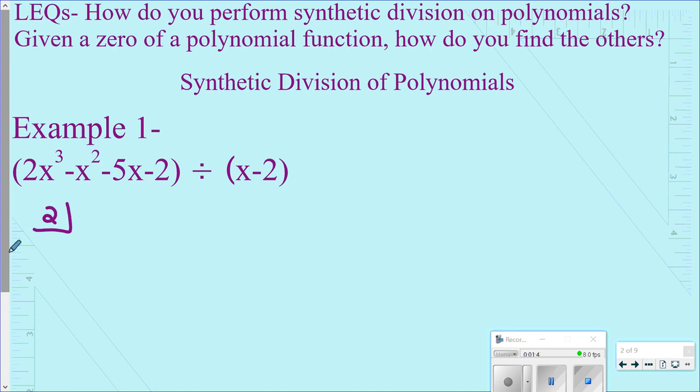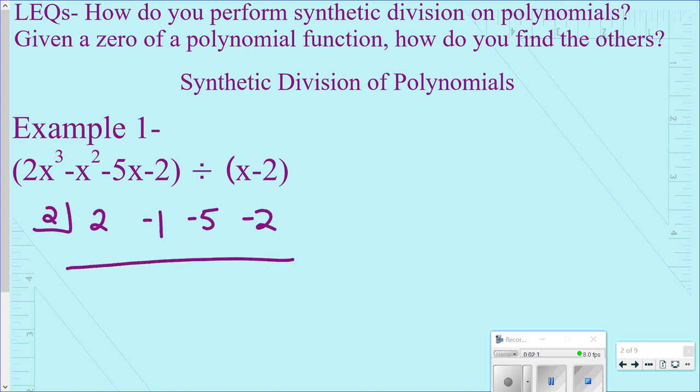Then the next thing you do with synthetic is we don't have to write out the whole entire expression. We just want to write out the coefficients. And again, just like with long division, it's very important to double check to see if there are any missing terms, and if so, to fill in zeros. So we have x cubed, x squared, x, and then the constant. No missing terms on this one, so no zeros. But I am going to write the coefficients. So 2, skip a little space, -1, -5, and then -2. After that, skip a little bit of space under those and put an equal sign.